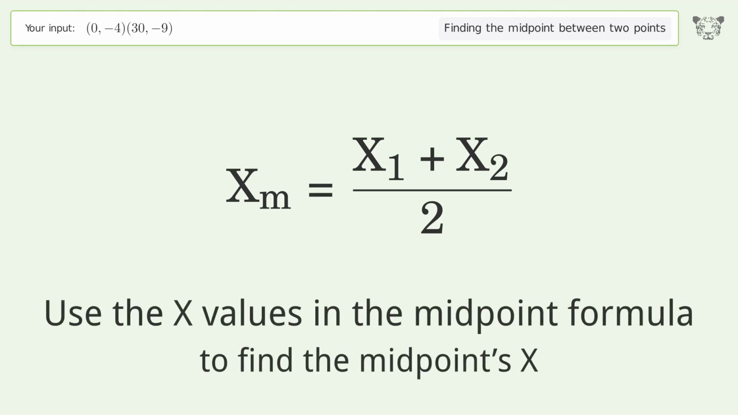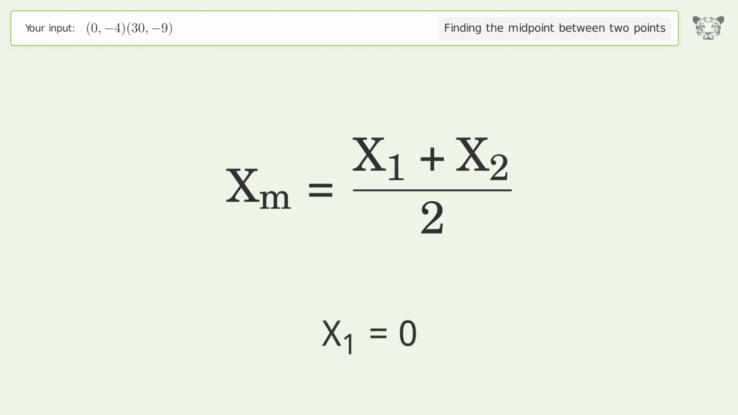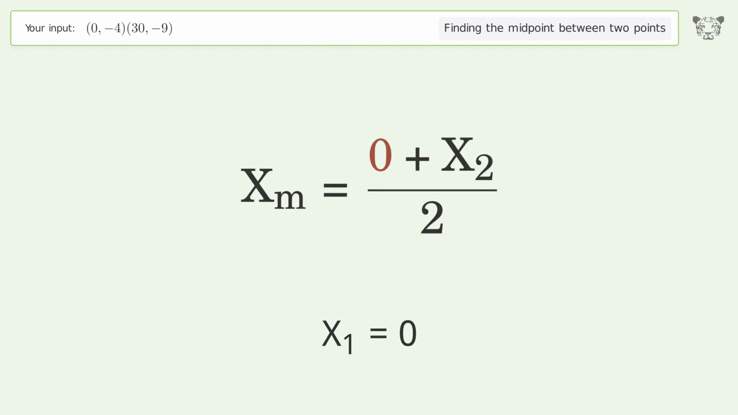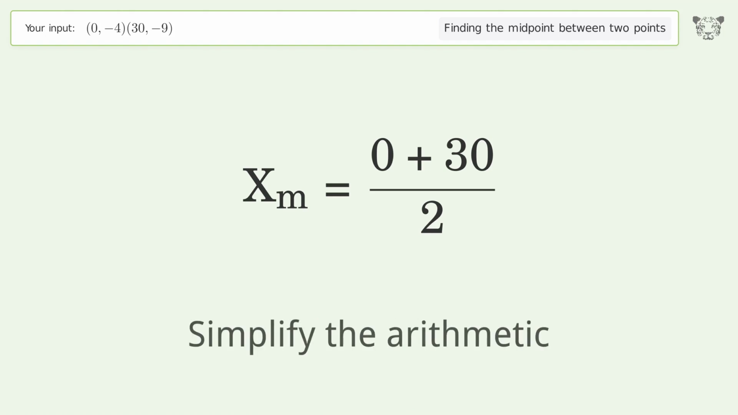Use the x values in the midpoint formula to find the midpoint's x. x1 equals 0. x2 equals 30. Simplify the arithmetic.